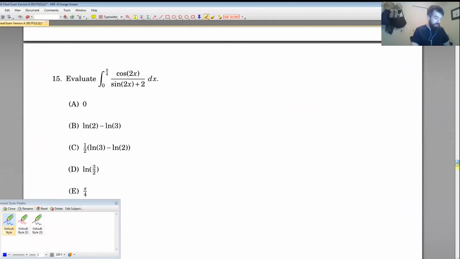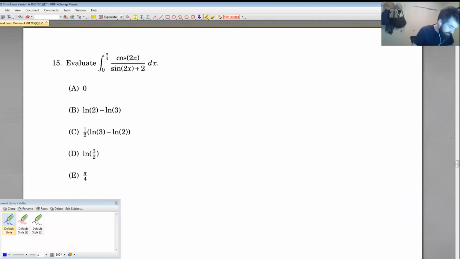16. Perfect. Okay. Another pi over 4. We had a pi over 4 earlier on in the exam when we had to do that arcsin of 1 business. So what's going on here? Well, looks a lot like a u-sub to me. There's some messy denominator. The derivative of sine of 2x is cos 2x, so that's good. Well, I guess twice cos 2x, but let's do a u-sub.